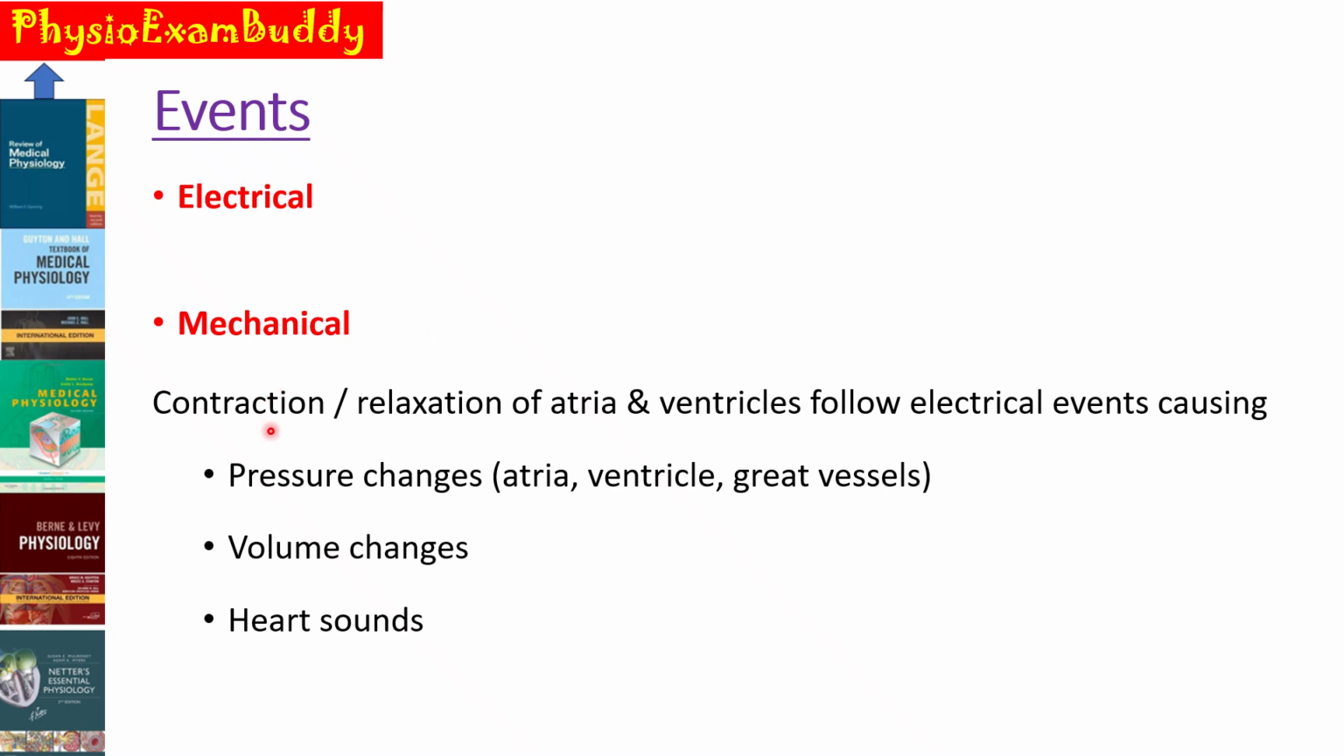Next is about the mechanical events. This video mainly deals with the mechanical events, that is the contraction as well as the relaxation of the atria and ventricles following the electrical events. Mainly these changes are expected in the cardiac cycle: pressure changes which happen in the atria, ventricles as well as in the great vessels, and also volume changes and certain heart sounds.